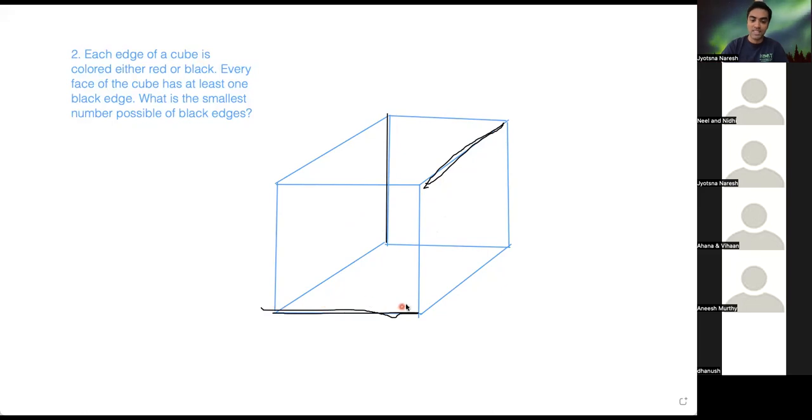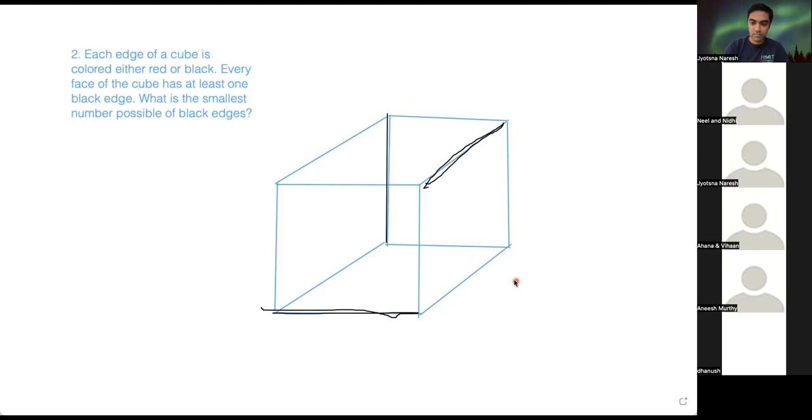And we see that we can have exactly 3 by drawing it out and seeing that these 3 edges cover all these faces. So this edge covers this front face and the bottom. This edge covers the top and the right side. And this back edge covers these 2 faces. Any questions on this?